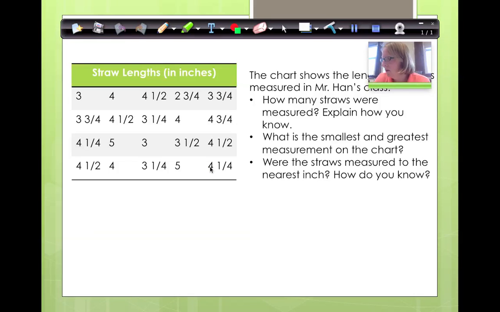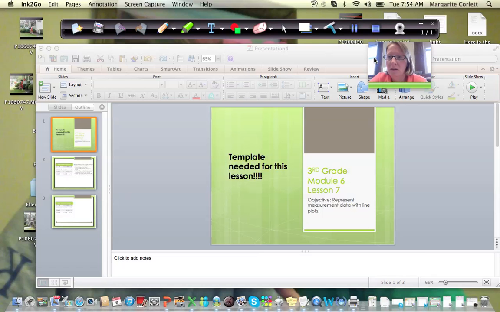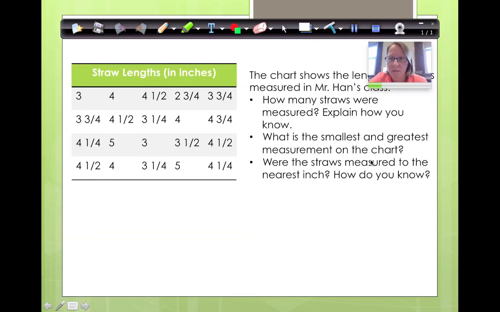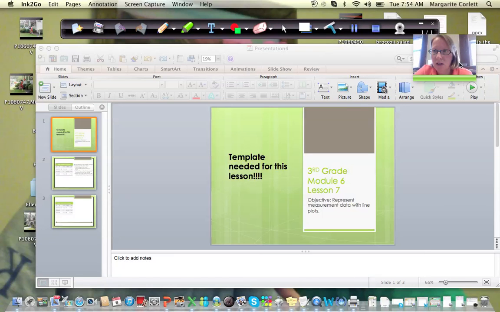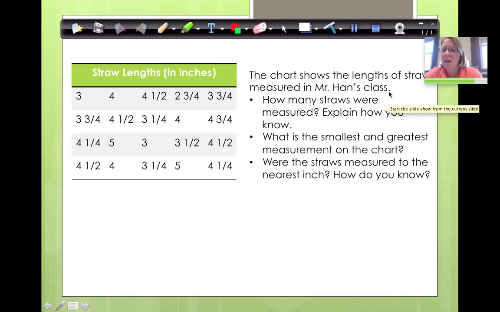Okay, now if you notice, this chart is what your template looks like. So we're going to be doing several things with this chart. I'm going to move this out of the way. There we go. Kind of makes it so I can see better. Okay. This is our application problem, and then we're going to use the template for the application problem, and then we're going to use it for our line plot.